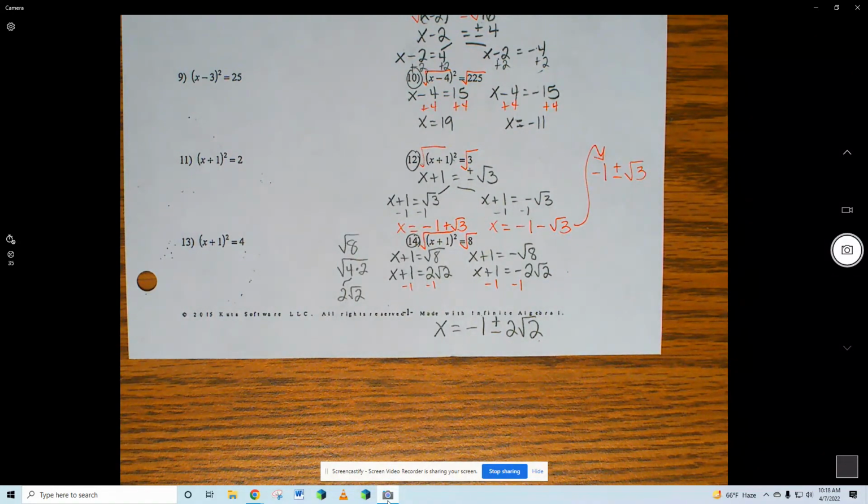So if there's a radical sign, you're going to have a longer, more complicated looking answer. If the square root works out evenly, you're going to get 2 whole numbers. It just depends. Does radical 3 break down? No. So I have to leave it in my answer.